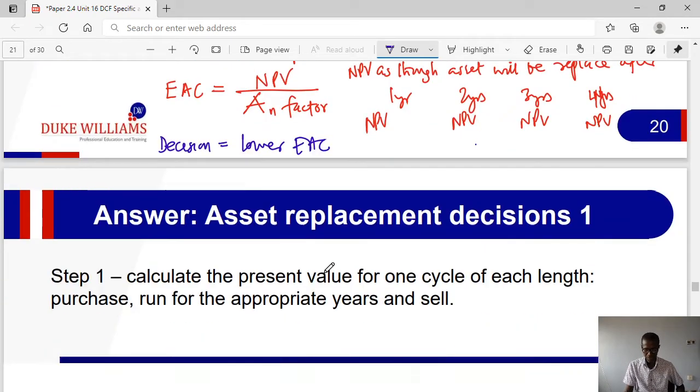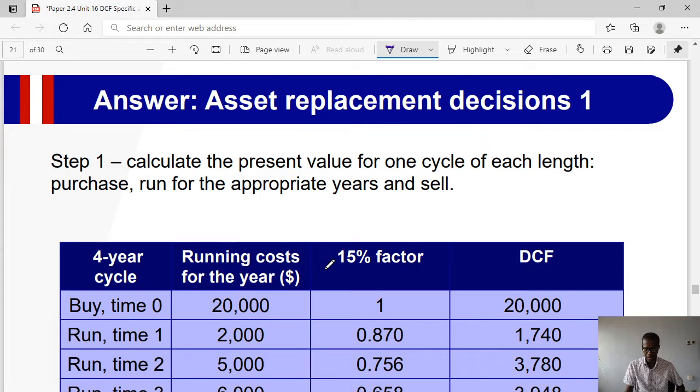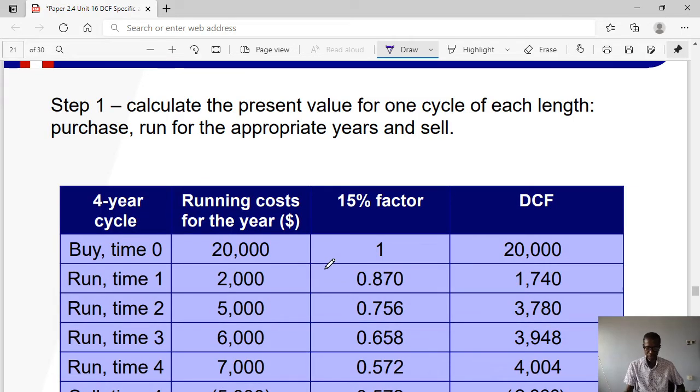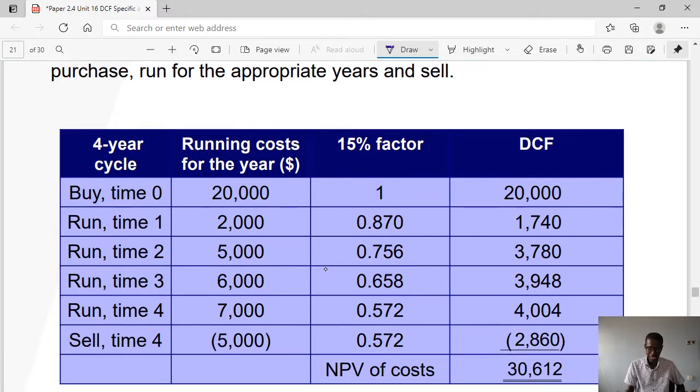So let's begin by looking at the present value of 1 cycle of each length. I'm going to assume that the asset will be replaced after 4 years. I hope you have your PowerPoint slides. If you look at the question page, asset to be replaced after 4 years.